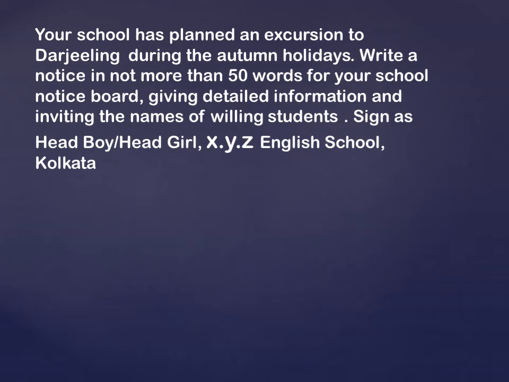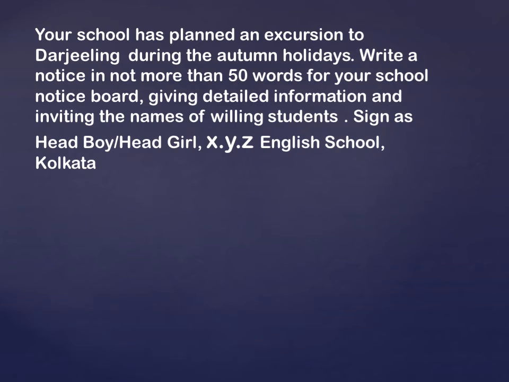Through this line, you are actually getting the sense of the name of the notice. Okay, so first thing we have completed, that is the name of the notice. What is the name of the notice? The excursion to Darjeeling. Second thing is when, during the autumn holidays. You have to remember which term we are calling autumn. So it may be September, October, like this. So you can give a date according to yourself in those months. Okay, the second thing we got.